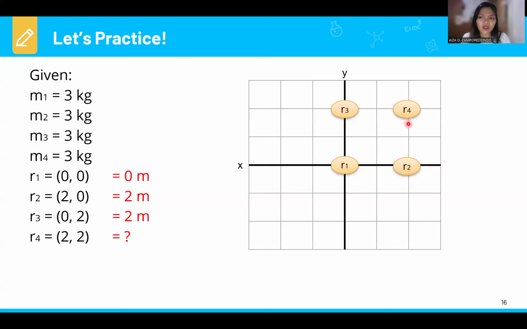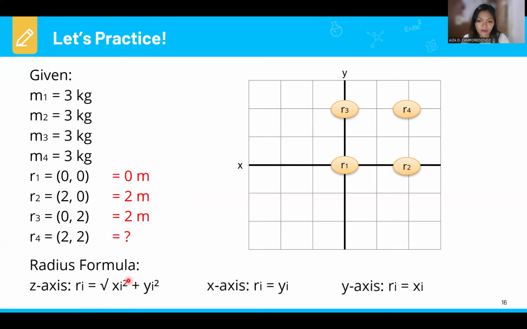Now, how about particle number 4? In getting the radius of particle 4, we're going to use the radius formula. In the case of the z-axis, the radius is equal to the square root of the x coordinate squared plus the y coordinate squared. This formula can still be used, and the answer is still the same.